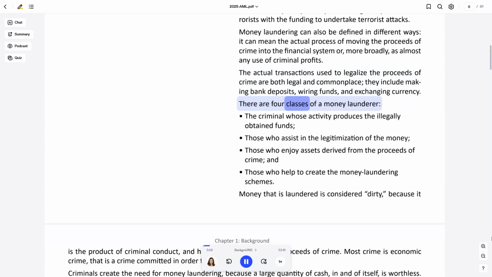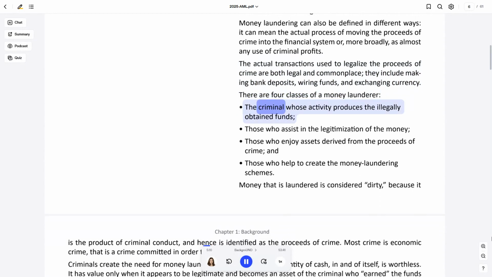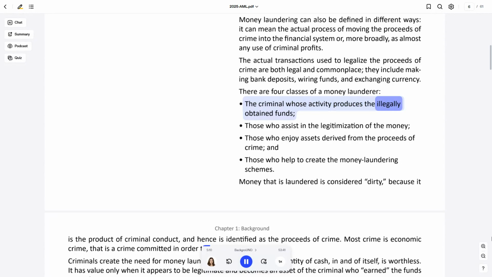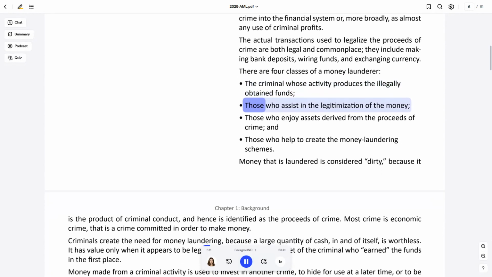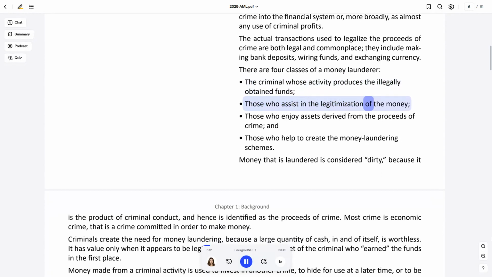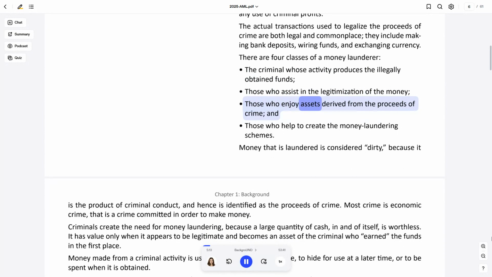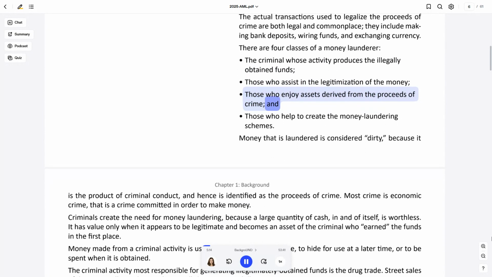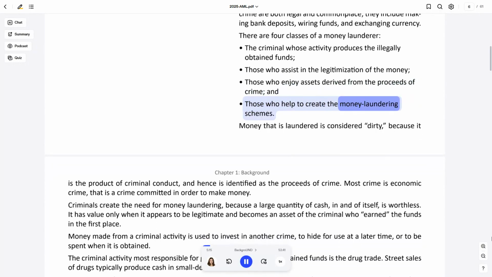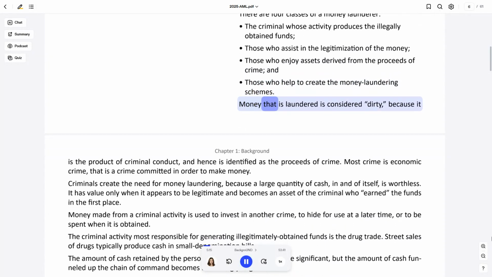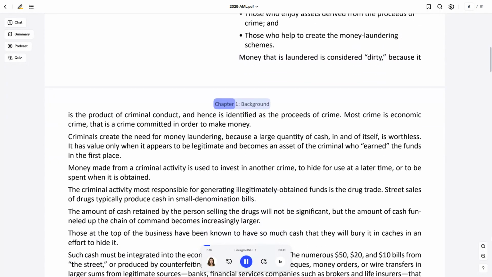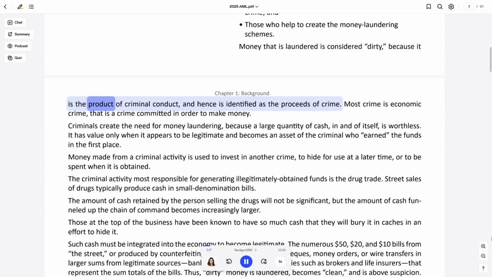There are 4 classes of money launderer: the criminal whose activity produces the illegally obtained funds, those who assist in the legitimization of the money, those who enjoy assets derived from the proceeds of crime, and those who help to create the money laundering schemes. Money that is laundered is considered dirty because it is the product of criminal conduct and hence is identified as the proceeds of crime.